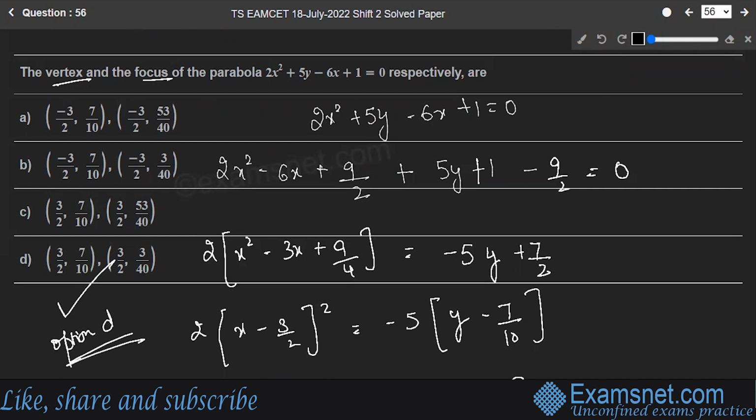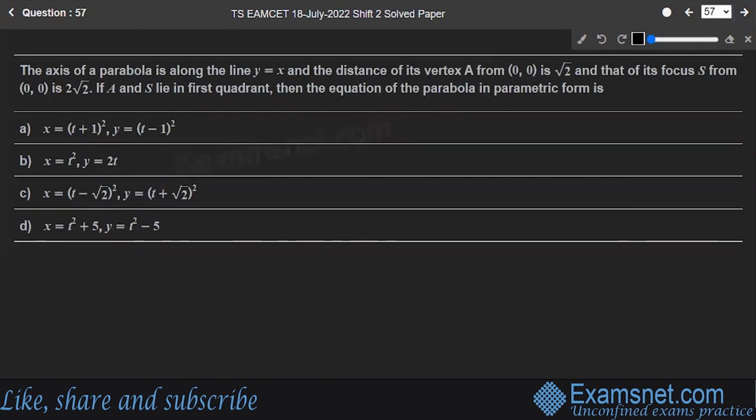Hope you got that. Next, question number 57. It says the axis of the parabola is along the line y is equal to x, and the distance of its vertex A from the origin is root 2, and that of its focus S from the origin is 2 root 2. If A and S lie in the first quadrant, then the equation of the parabola in the parametric form is.